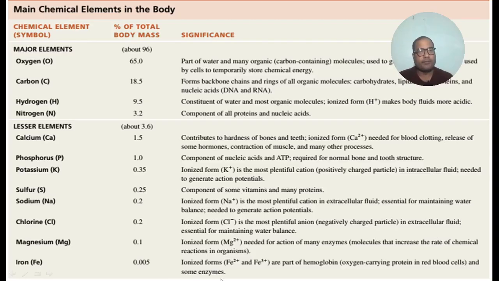Iron's ionized forms are Fe2 plus and Fe3 plus, and it is part of hemoglobin, the oxygen carrying protein in the RBCs, red blood cells, and some enzymes also contain iron. So these are the main chemical elements in the body, which are present in different proportions as pictured in this table.